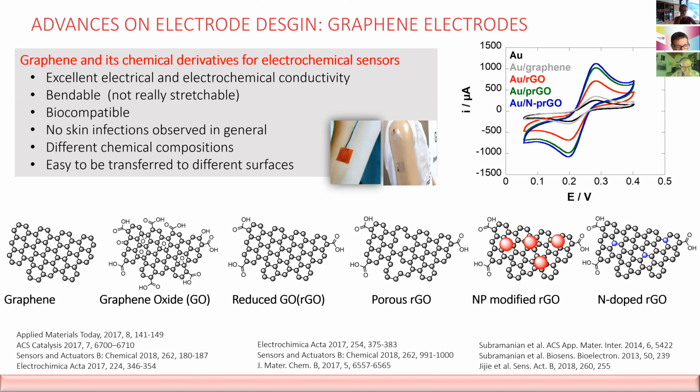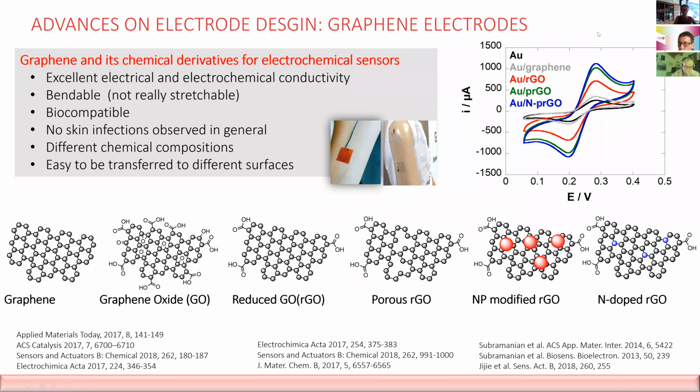But what's most important is you can have a variety of different compositions of this material. There's the classical monolayer graphene, but we can go to chemically derived materials like reduced graphene oxide. You can make it porous to increase the surface area of this material. You can dope it if you want higher conductivity. You can put nanomaterials on it. And all these different materials will result in different charge transfer characteristics of these interfaces.